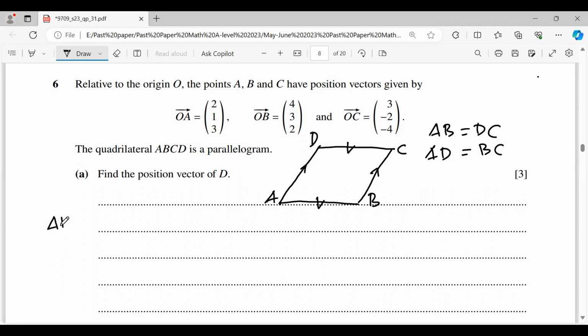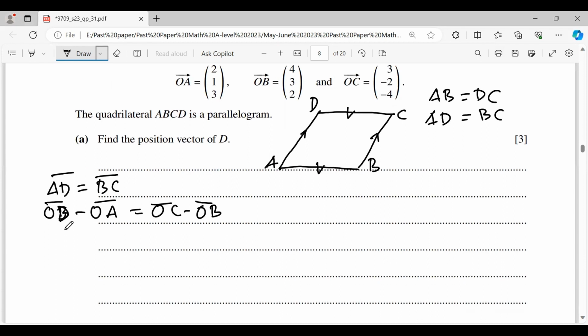If AD equals BC, it means position vector OD minus position vector OA equals position vector OC minus OB. Or OD equals OA plus OC minus OB.